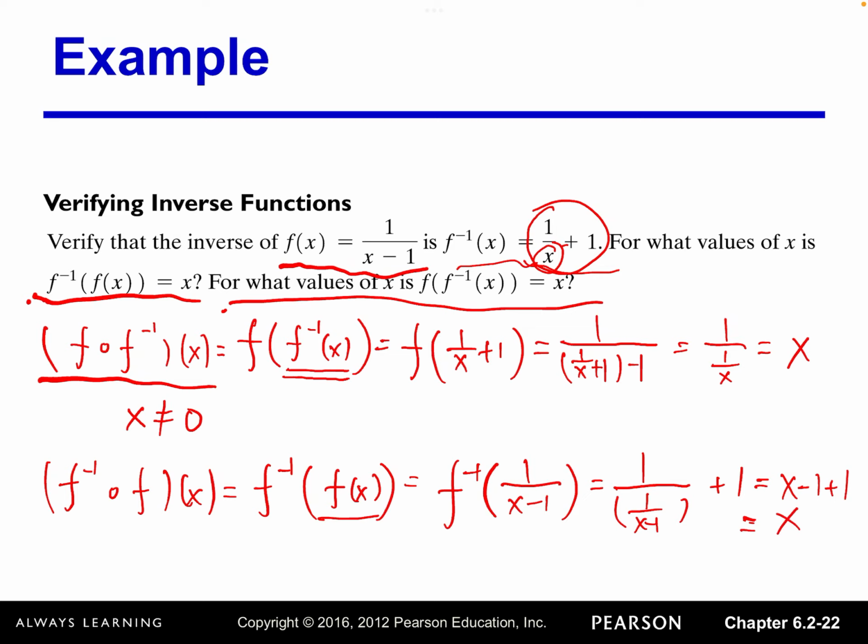And then what value of x is valid for that? That's looking for the domain of the inverse function. So what is the domain for the inverse function? The denominator is x minus 1, so the denominator cannot be 0. That gives x cannot equal positive 1.